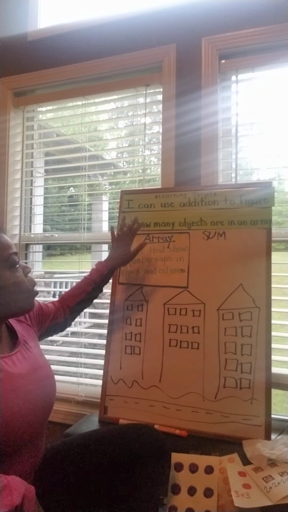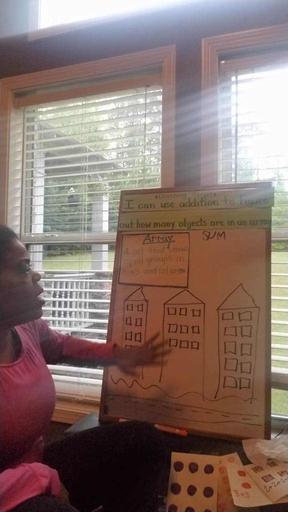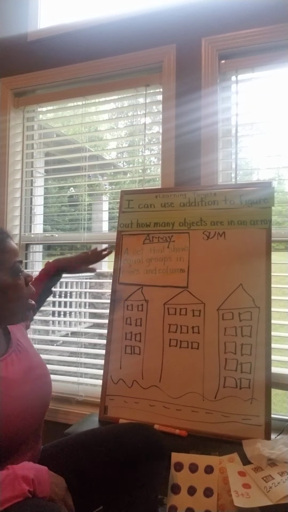Okay, so that is our lesson for today, and it was on arrays. Our learning target was I can use addition to figure out how many objects are in an array. And an array is a set that shows equal groups in rows, horizontal, and columns, vertical, okay?